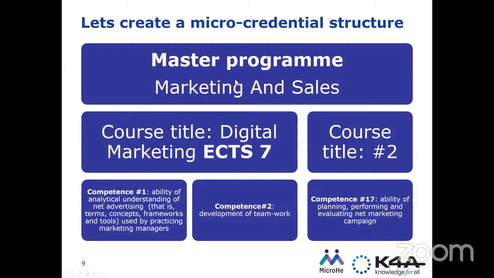So the clearinghouse would allow you to issue micro-credentials that would fit a master program, but all the way down granularly and in a stackable way. So if you don't have competence 2 done and competence 17 done, you cannot have the master's program finished and issued as a digital credential, right?